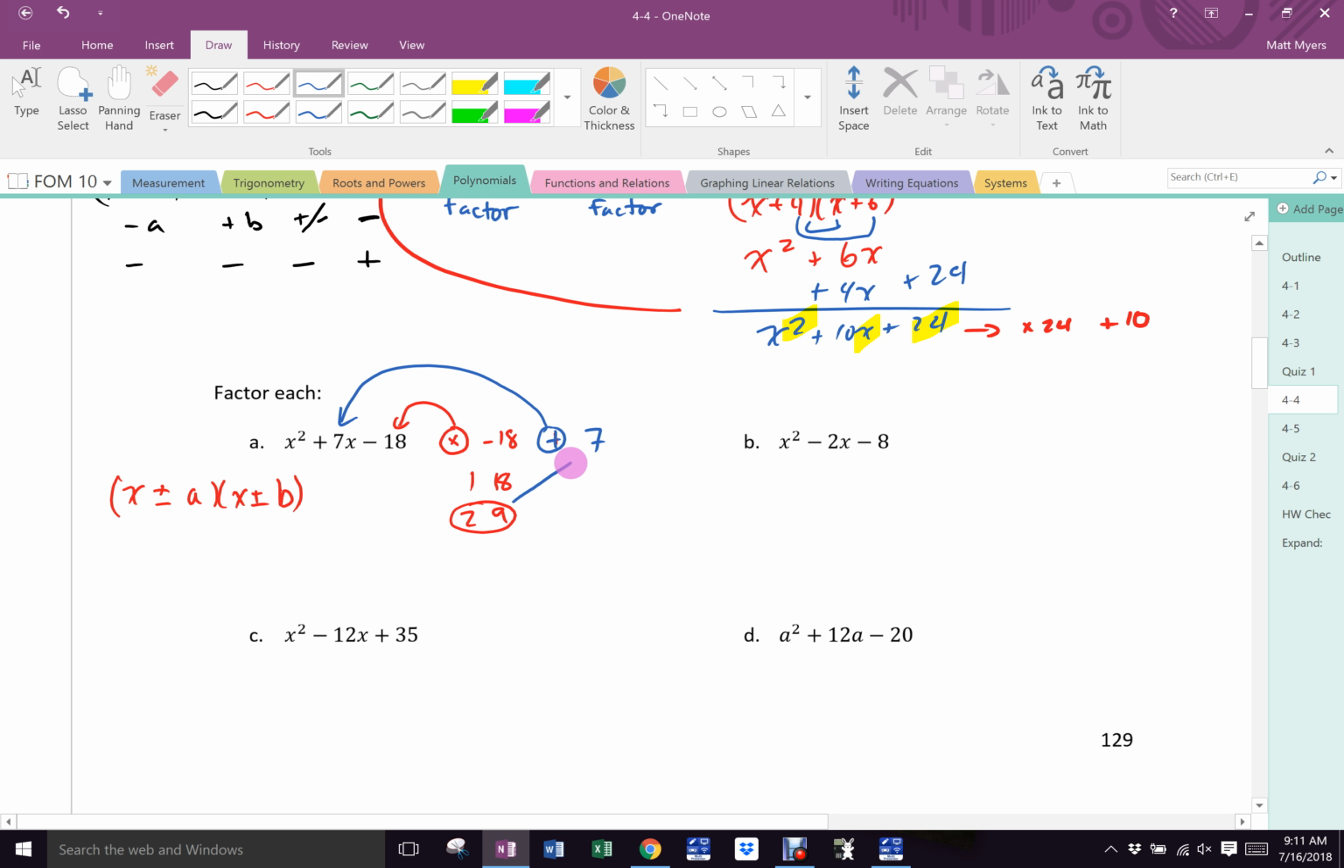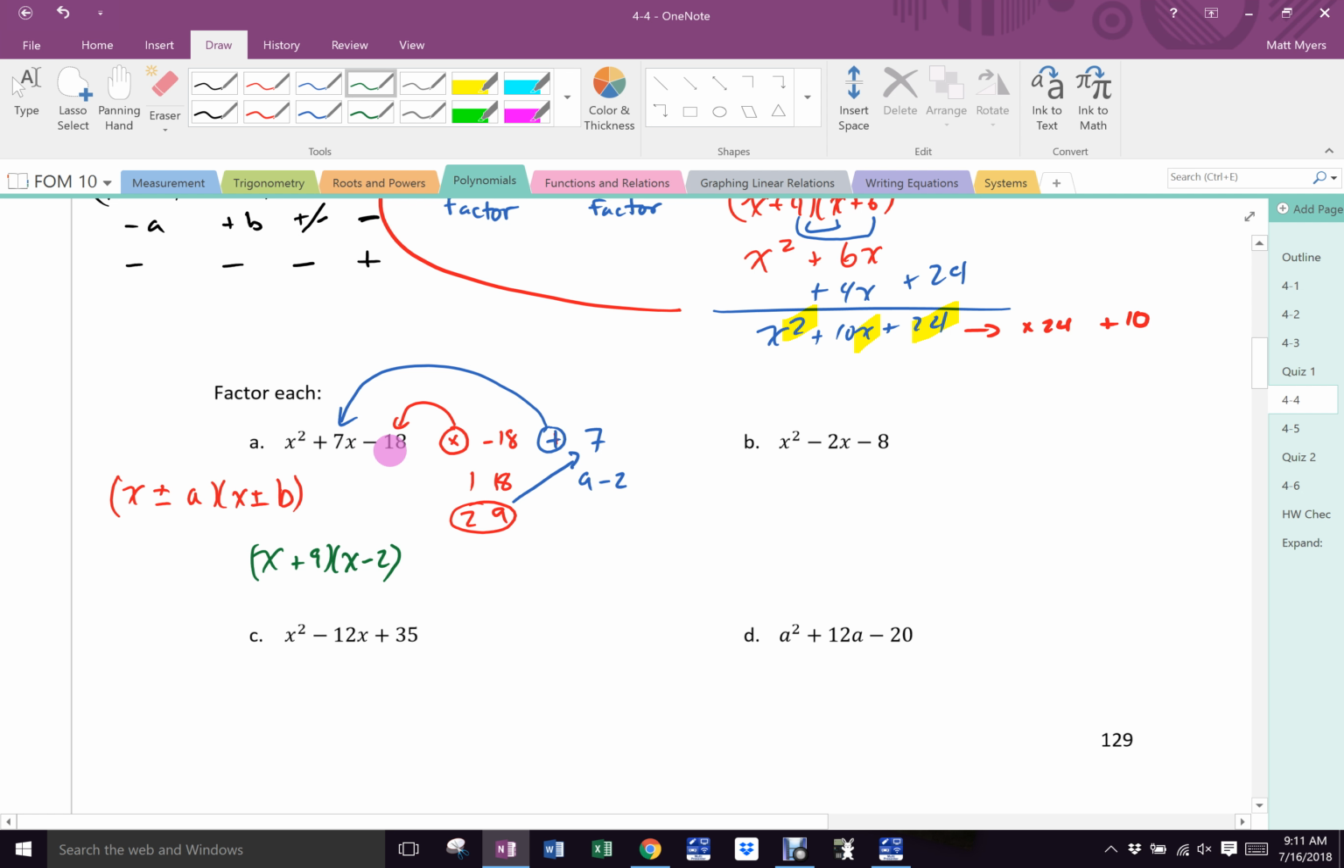Now I have to look up here. How do I make 9 and 2 make positive 7? Is it 2 minus 9? Or is it 9 minus 2? It's 9 minus 2. So now I go back over to here, and I know that my answer has to be x plus 9 and x minus 2. And then I can check it really easily, can't I? Because that's letter, I can just do the shortcut. Is 9 minus 2 7? Yes. Is 9 times negative 2 negative 18? So I did it right.